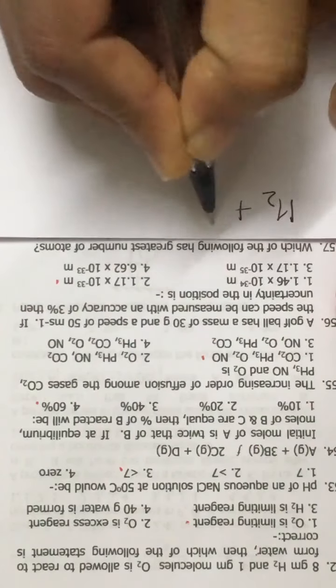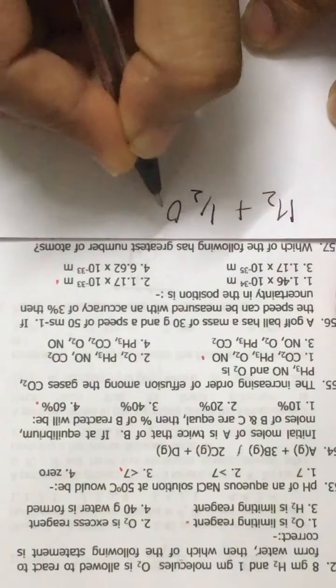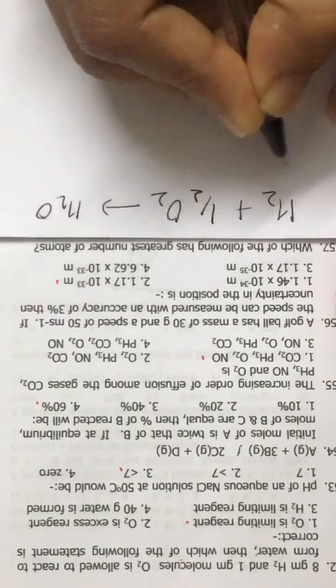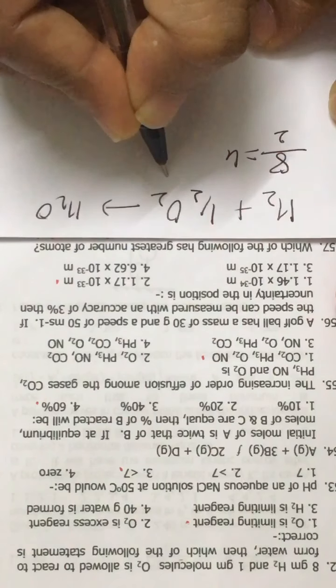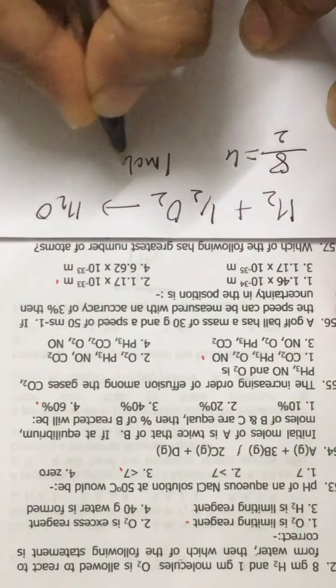8 grams of hydrogen, and 1 gram mole. See, this is 1 gram molecule or 1 gram mole. So 32 grams of oxygen is treated as such. So 8 grams divided by 2 is equal to 4 moles of hydrogen, and this is 1 gram mole of oxygen. Already 1 mole is given.